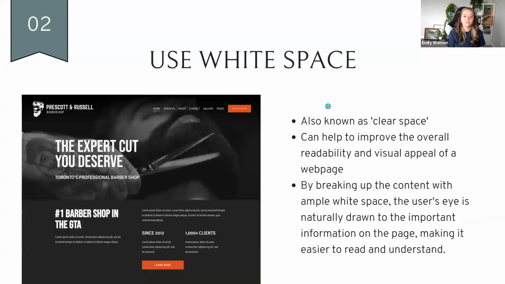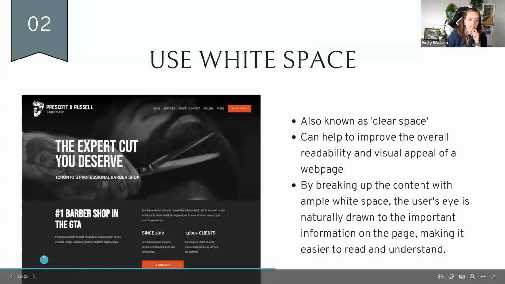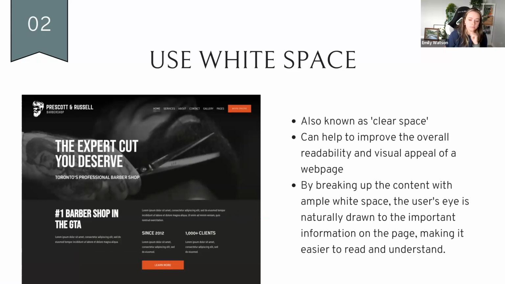Number 2, use white space, also known as clear space. So this is the space right here off to the right, if you can see at the very top, and the space kind of to separate bodies of text. It can help to improve the overall readability and visual appeal of a web page. By breaking up the content with ample white space, the user's eye is naturally drawn to the important information on the page, making it easier to read and to understand.